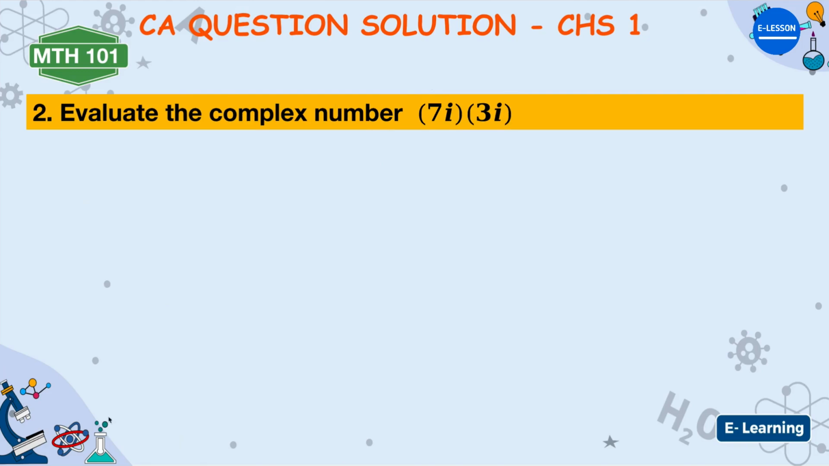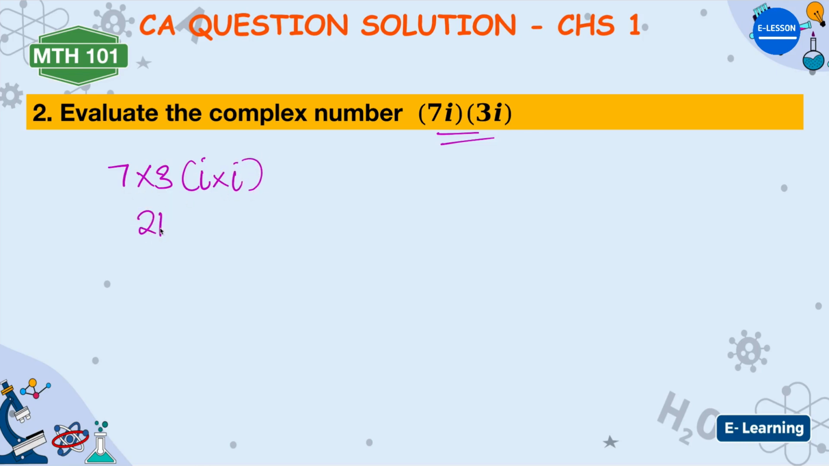Now, the next question says, evaluate the complex number. Now, this one is a very simple one. The complex number 7i multiplied by 3i. My dear student, that will give us 7 times 3, which gives 21. All right? So this one does not require you to write much. 7 times 3 will give us 21. And then you have i times i.